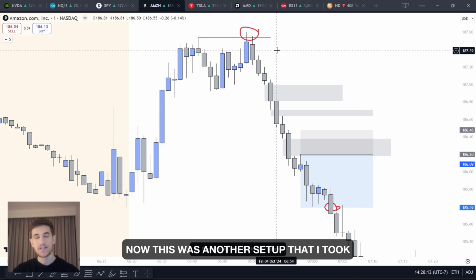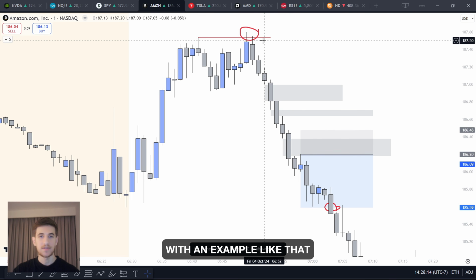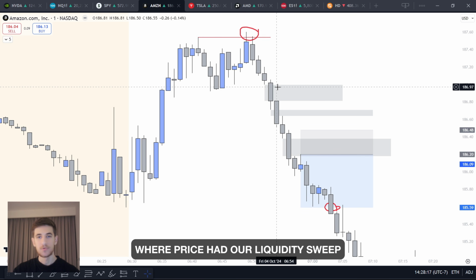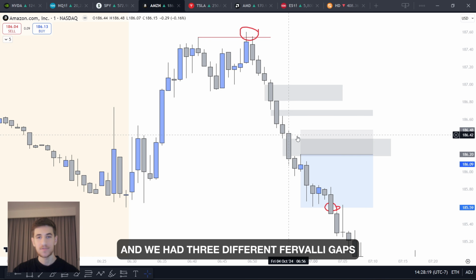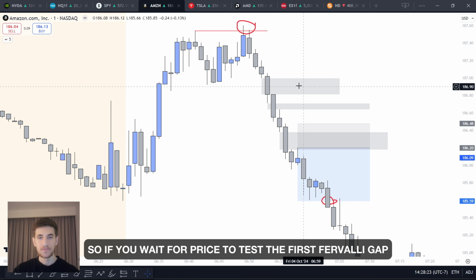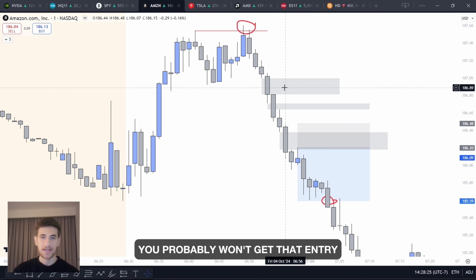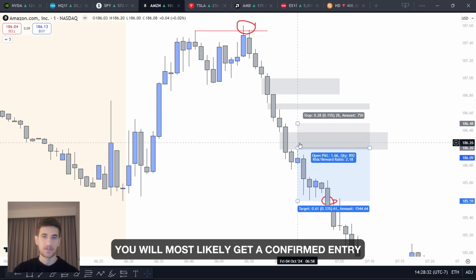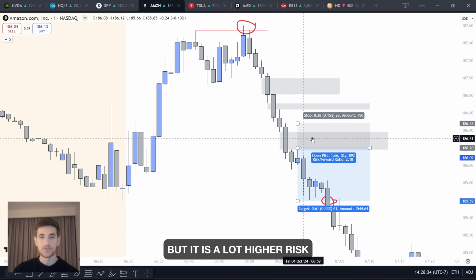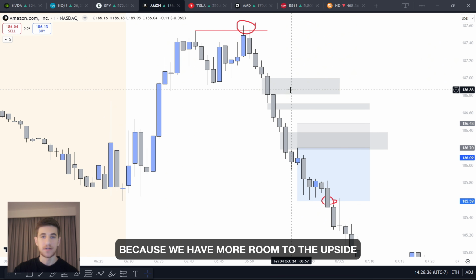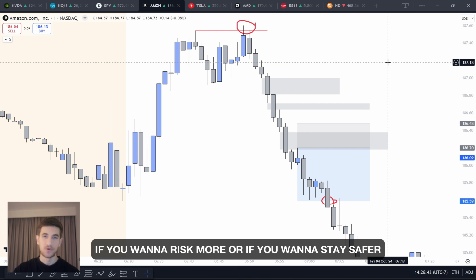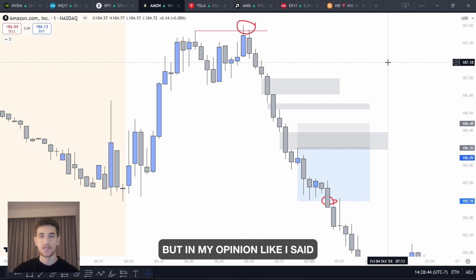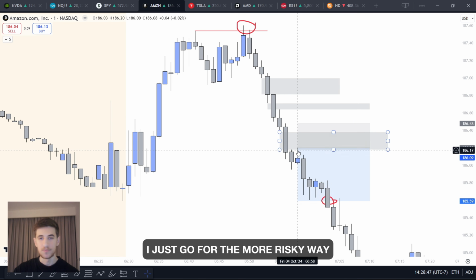Now this was another setup that I took with an example like that, where price had our liquidity sweep and we had 3 different fair value gaps. So if you wait for price to test the first fair value gap, you probably won't get that entry. But if you take it off the last fair value gap, you will most likely get a confirmed entry, but it is a lot higher risk because we have more room to the upside. So that part is totally up to you guys if you want to risk more or if you want to stay safer. But in my opinion, like I said, I just go for the more risky way.